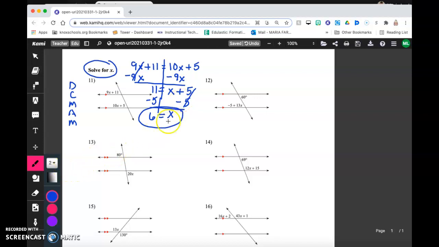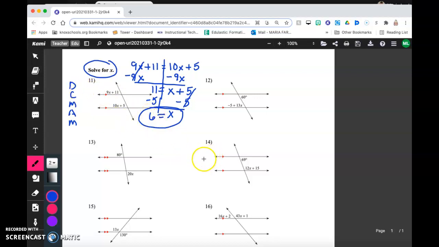So that's one example of if your angle measurements are congruent, if they're equal to each other, how you're going to set up your equation. You're going to set up those where they're equal to each other. Again, I don't have to plug this 6 back into these angles to find the measurement. I'm only solving for x here.